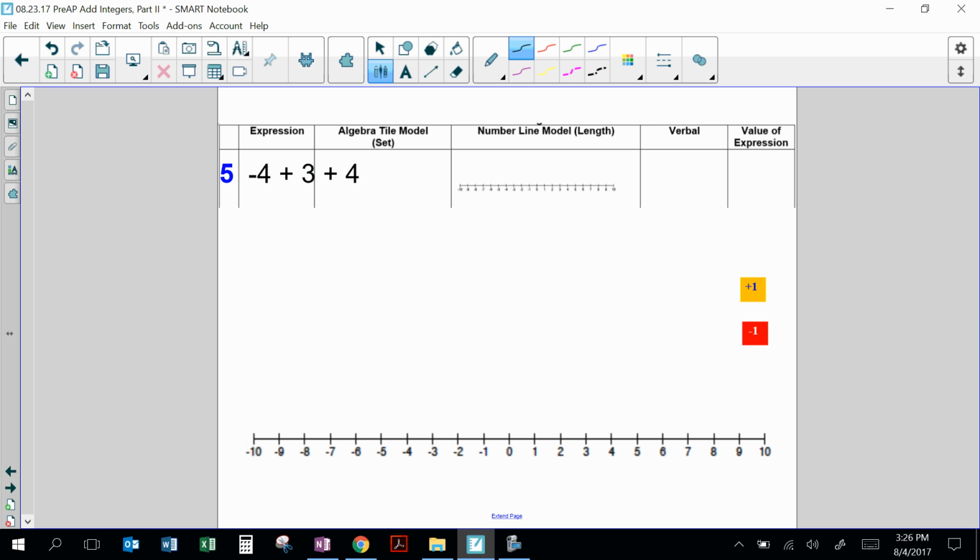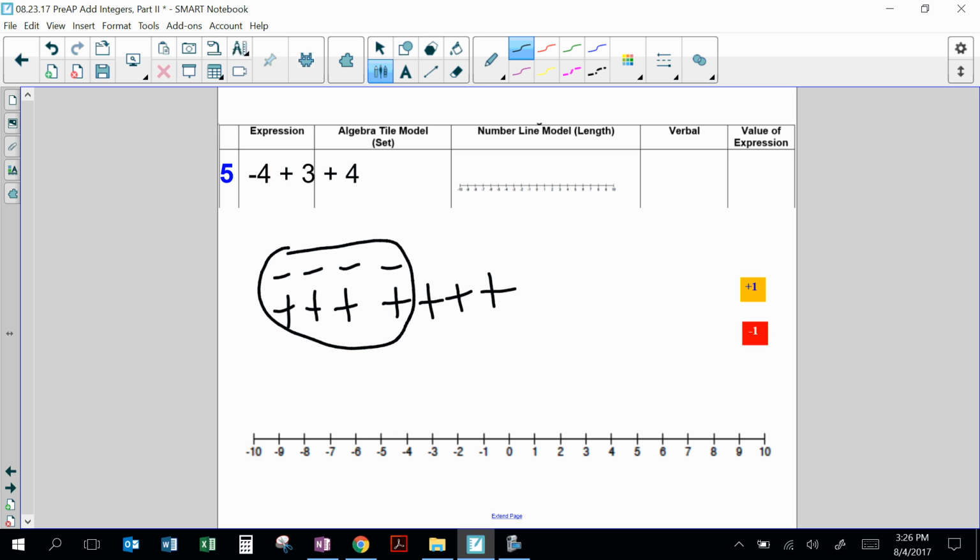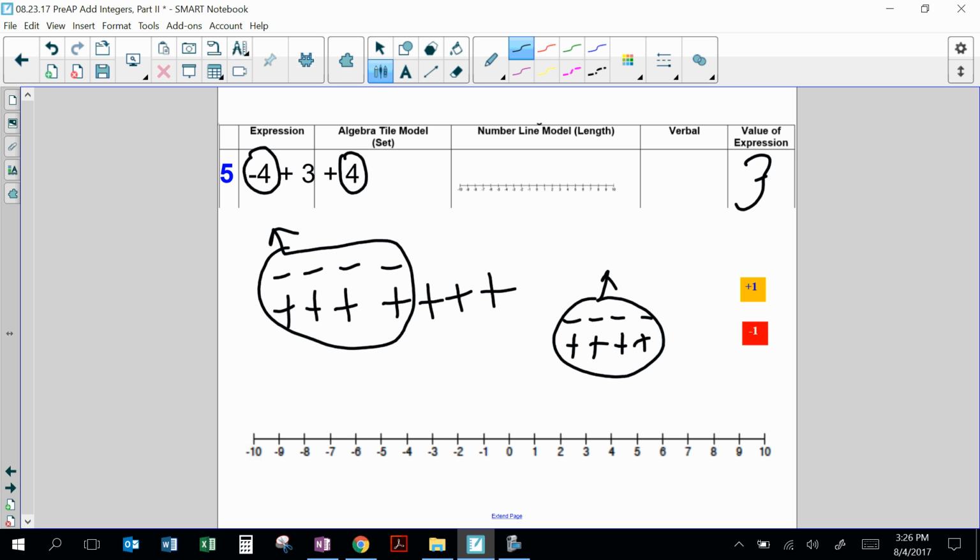Number 5, -4 plus 3. Add 4. 4 is positive. These make 0 pairs. I'm left with 3. All right, let's do a shortcut. What do you get when you have four negatives and you add four positives? Think about it. Four negatives with four positives, they all zero pair. That's why 3 is what's left over.